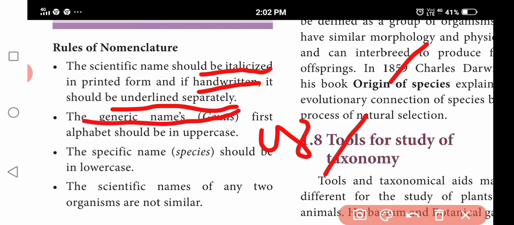The generic name's first letter is a capital letter, that means uppercase, and the specific name's first letter is a small letter, that is lowercase. The scientific name of any organism is not similar to another, so no two organisms share the same scientific name.